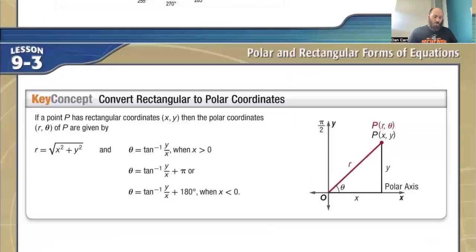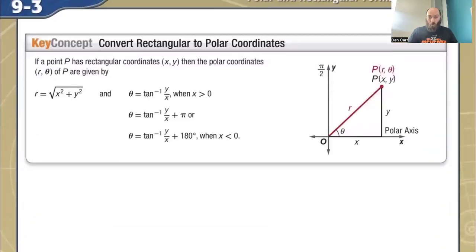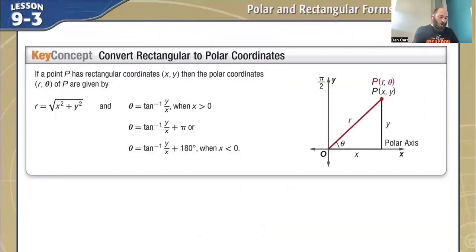Okay, so if we want to go from rectangular to polar coordinates, we've got to remember these couple facts. Since we're basically looking at a unit circle, r is always going to be the square root of x squared plus y squared. Okay, that's where it's coming from, from a unit circle idea.